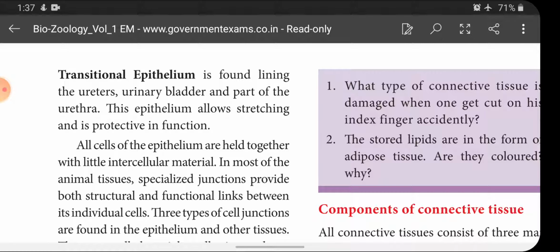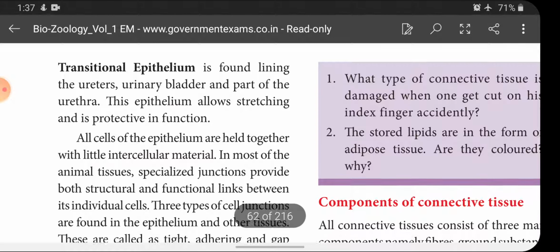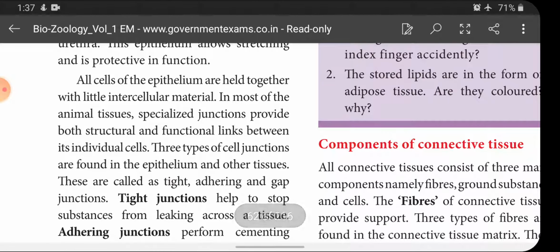All cells of the epithelium are held together with little intercellular material. In most animal tissues, specialized junctions provide both structural and functional links between individual cells. Okay, that means within the tissue there is little intercellular material present. Between the individual cells there is a structural and functional link.